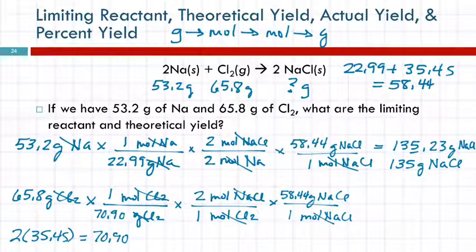So 65.8 times 1 divided by 70.90 times 2 divided by 1 times 58.44 divided by 1 equals, and this should also have 3 sig figs. That would round to 108 grams. Any questions? Yes?